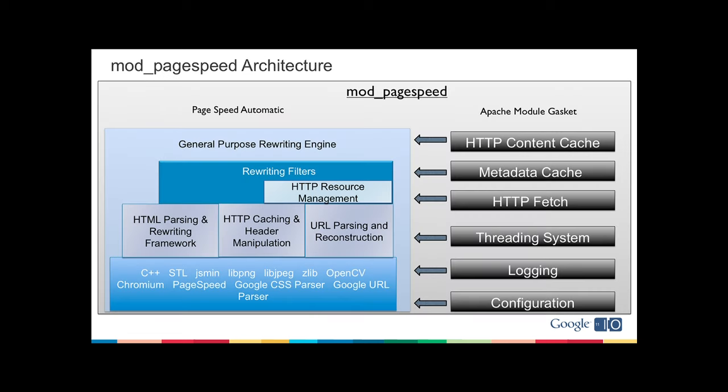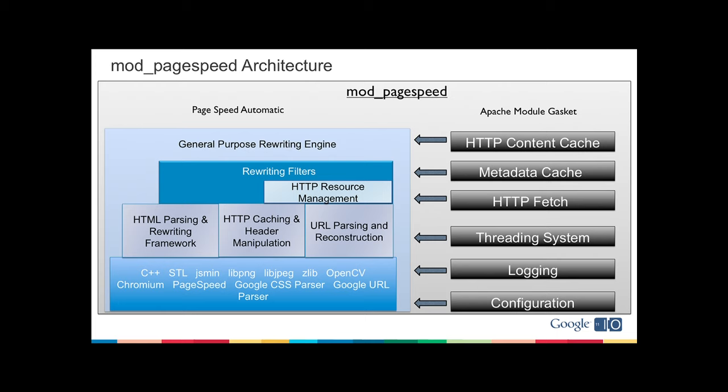That's optional. And you get out of that reduced latency, improved bandwidth, and much longer cache lifetimes. So taking a peek under the hood, mod PageSpeed is really divided into two sections. There's a platform-independent rewriting infrastructure. And it has a whole bunch of pieces in it, but it's all called PageSpeed Automatic. And this is the engine that rewrites web pages on the fly.